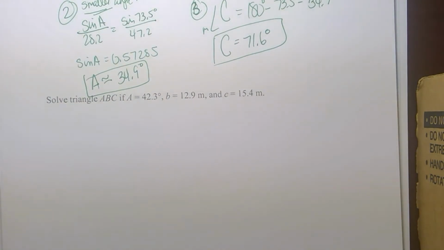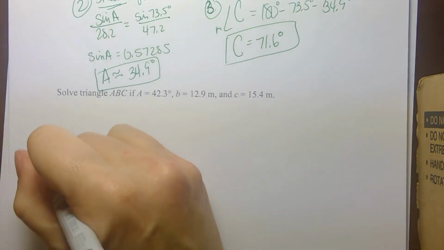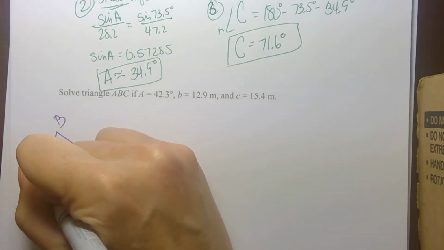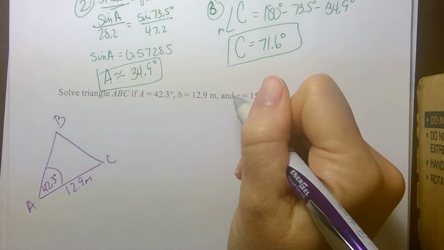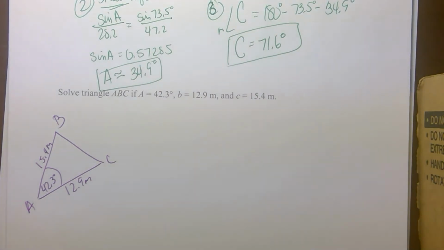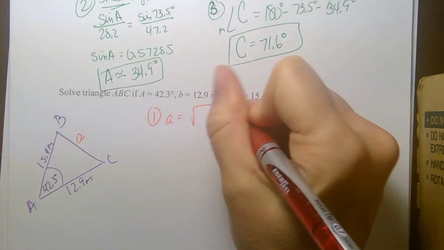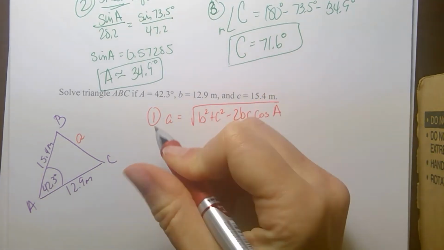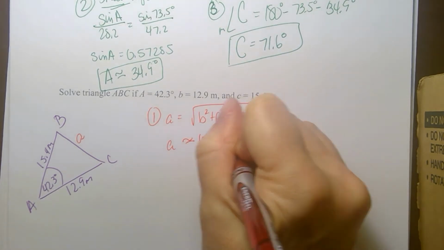All right, let's do another. Start by sketching your givens. This time I'm given angle A, I'm given side B, and I'm given side C. So I need to find side A. That's my first step, to find side A. Side A ends up being about 10.5 meters.